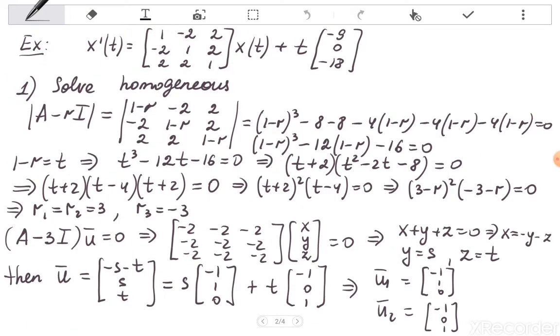And now we go to the second step: we need to find the particular solution of the system.